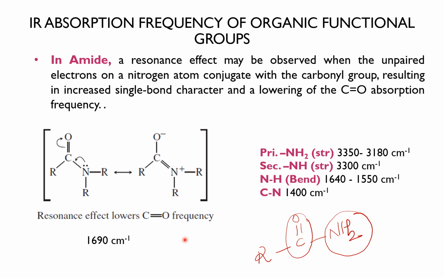Now, when we are talking about amide group, it's not necessary that always we'll have NH2. We can have primary or secondary also. So, for primary group, NH2 group, we get a band in the range of 3050 to 3180 centimeter inverse. For secondary, we get in the range of 3300 centimeter inverse.